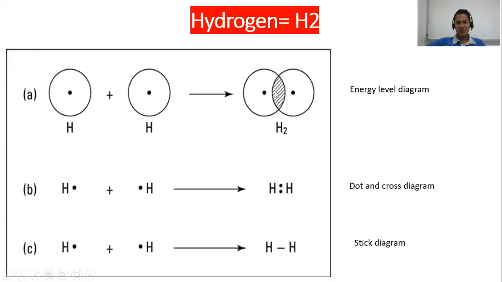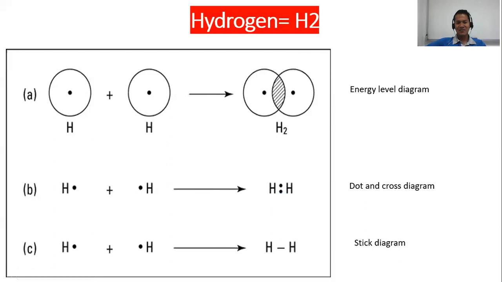Because we are using the Bohr diagram. Remember the Bohr diagram? We draw the energy level and the valence electron. This also uses the Bohr diagram, except that we are using the valence electron. So it's very easy.